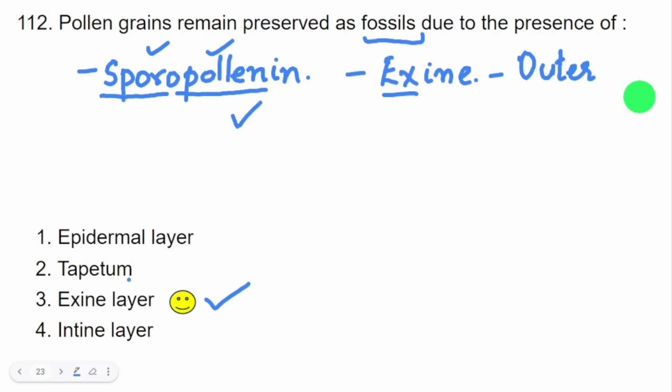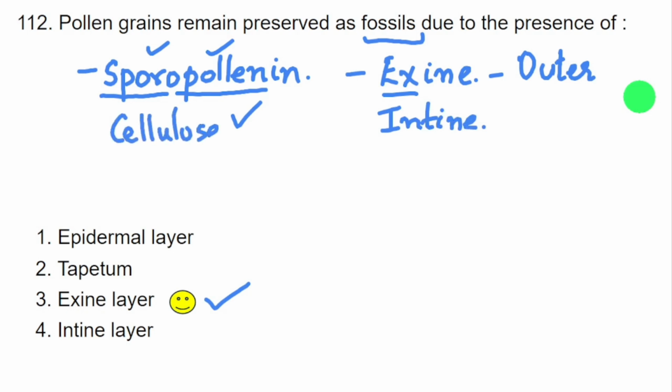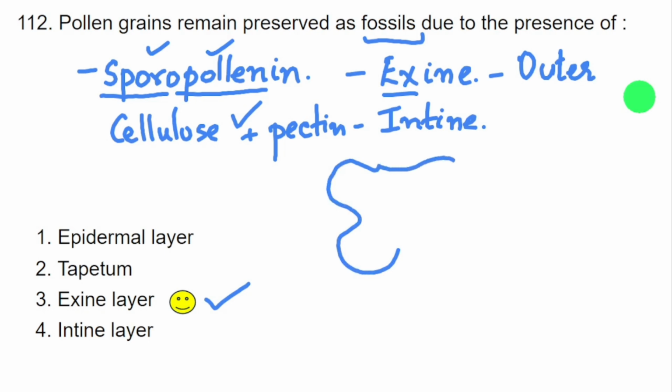So what are these other layers? Epidermal layer, tapetum, intine. Intine is the layer inside the exine. There sporopollenin is not present. Instead it has cellulose plus pectin. And what is tapetum? Tapetum is part of the anther wall. So anther is the actual place where meiosis occurs in the sporogenous tissue and pollen grains are formed.